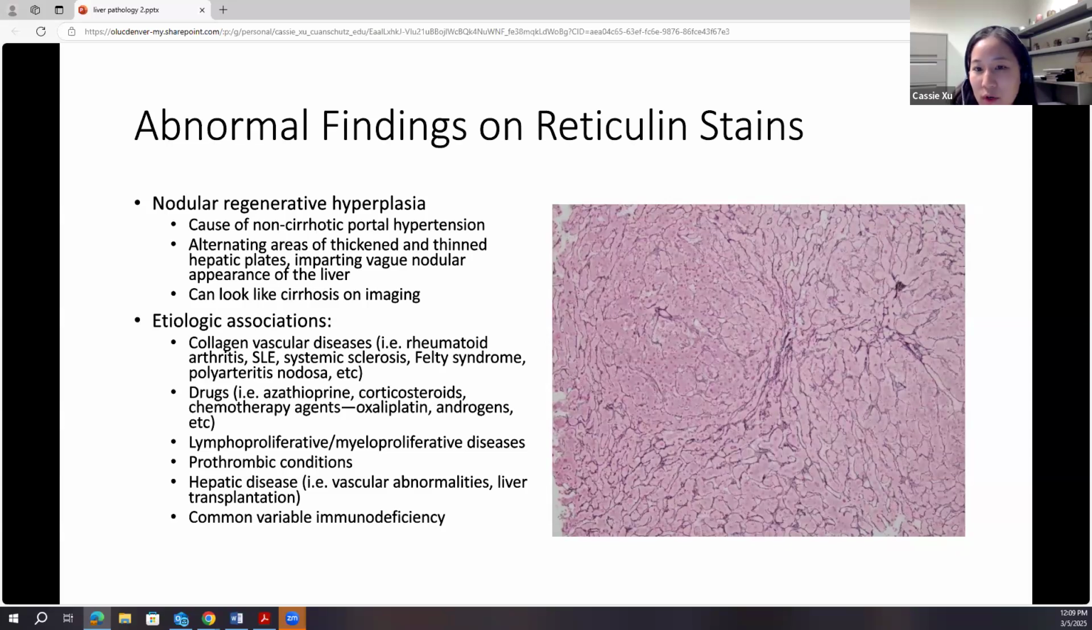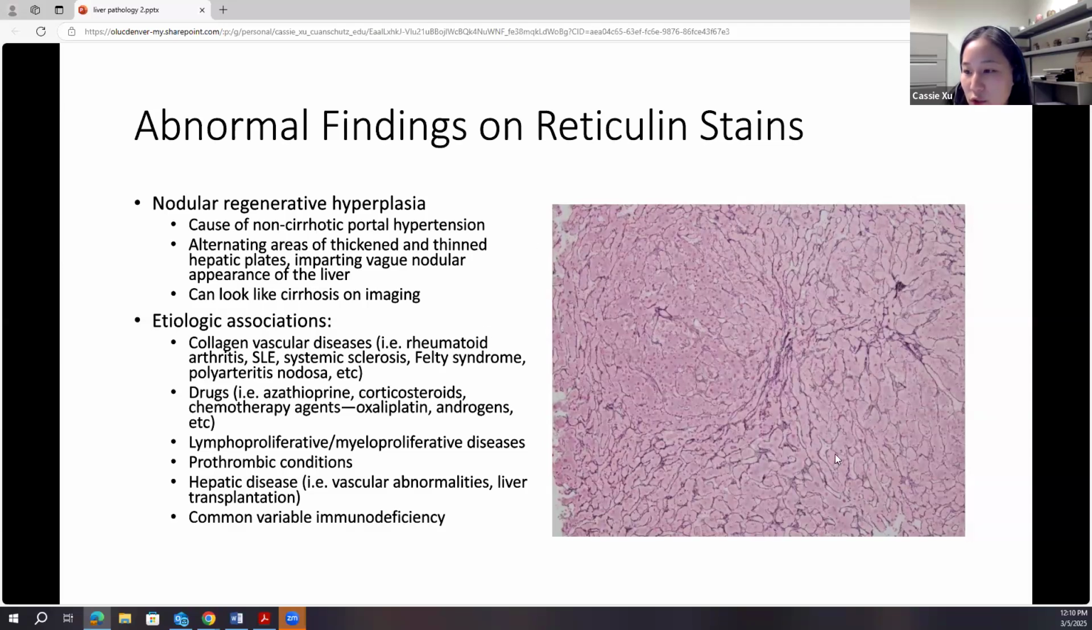When we look for abnormal findings on the reticulin stain, we're looking for things like nodular regenerative hyperplasia and HCC. Nodular regenerative hyperplasia is a common cause of non-cirrhotic portal hypertension. It can look like cirrhosis on imaging, so we often get these on biopsies in patients with portal hypertension.